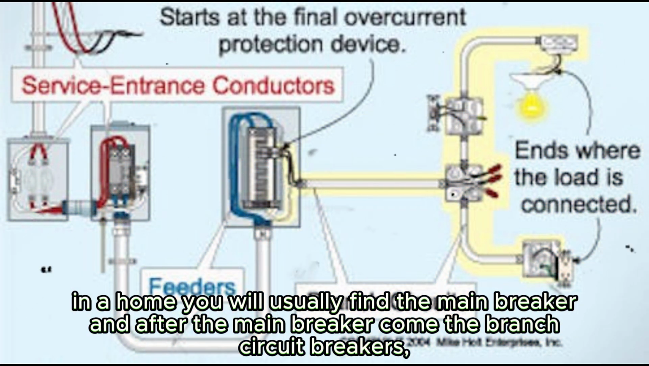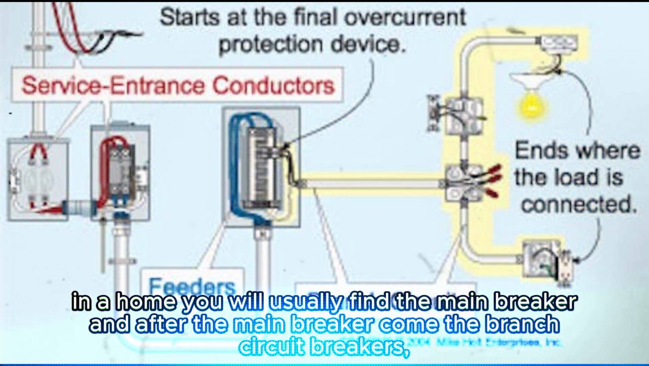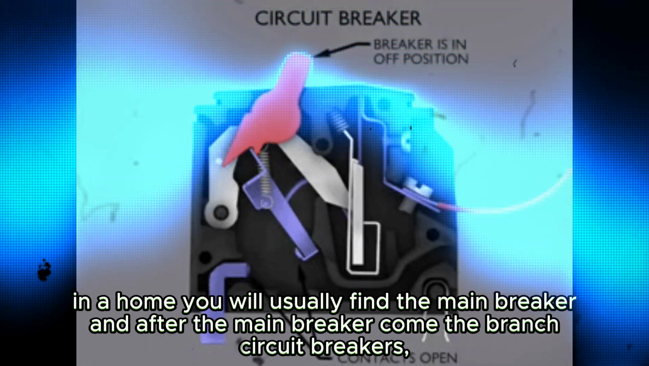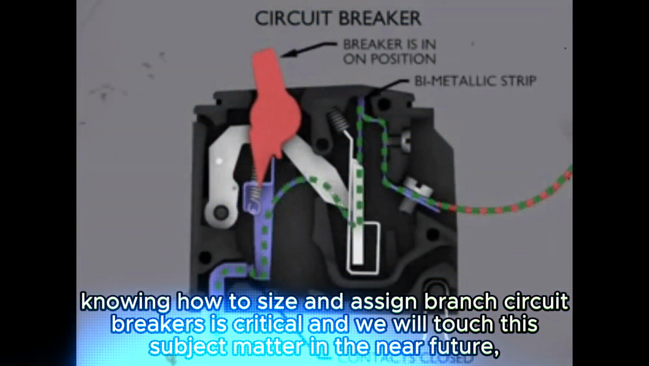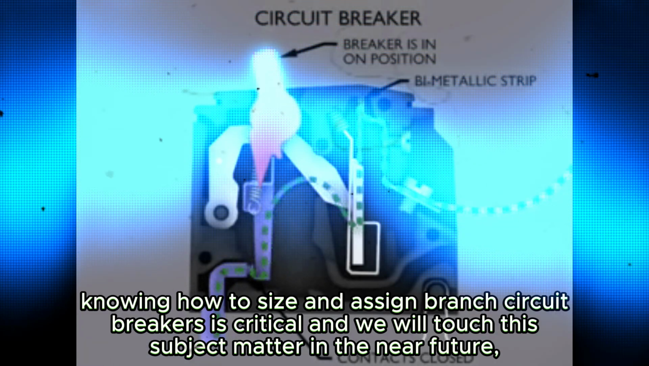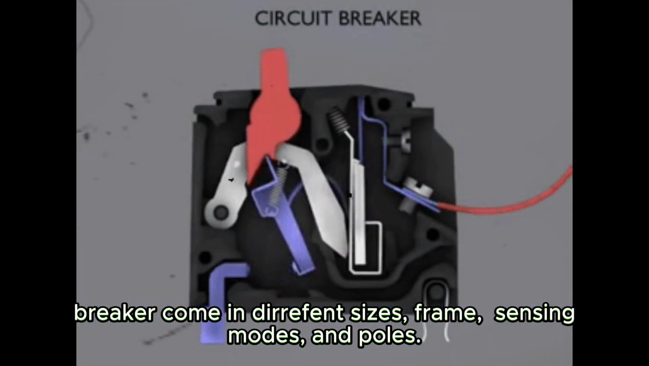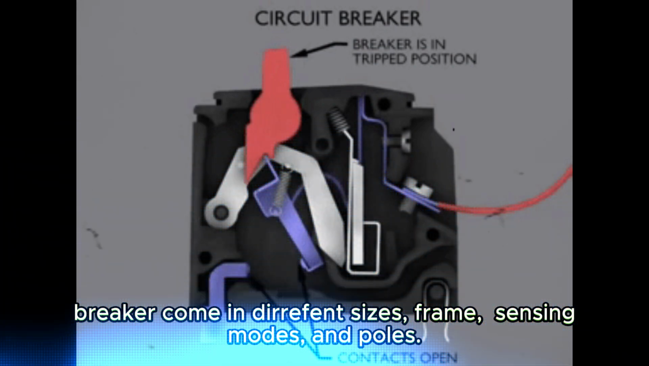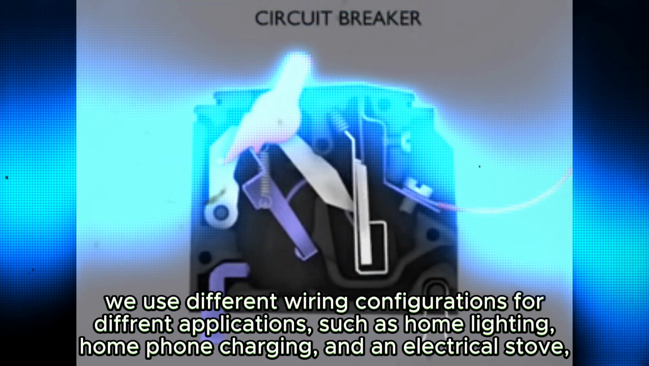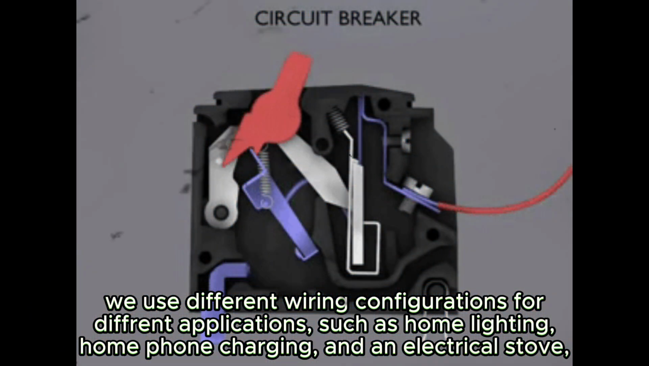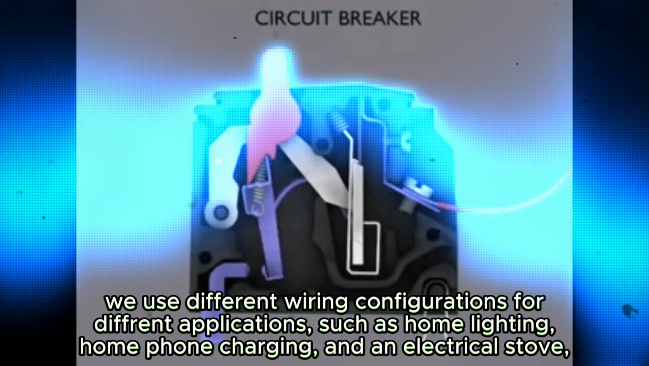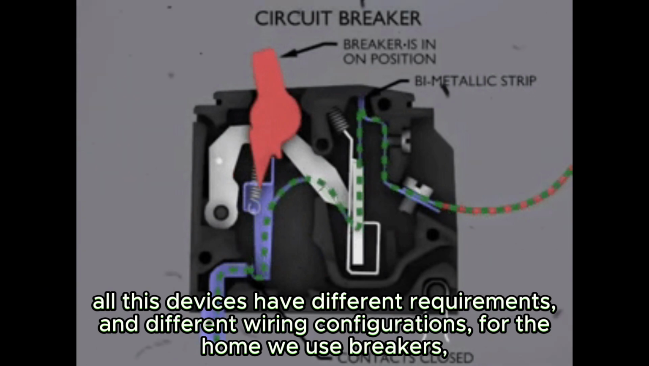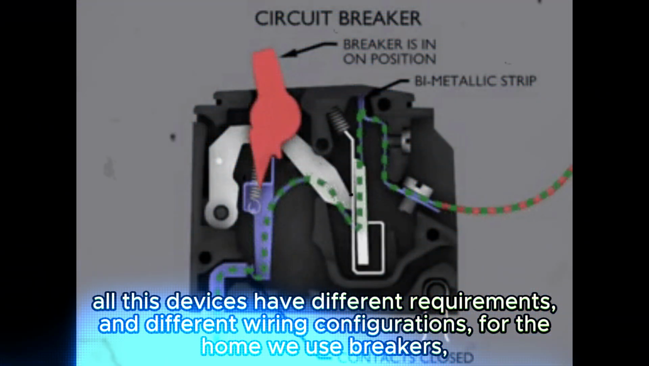In a home you will usually find the main breaker, and after the main breaker come the branch circuit breakers. Knowing how to size and assign branch circuit breakers is critical, and we will touch this subject matter in the near future. Breakers come in different sizes, frame, sensing modes, and poles. We use different wiring configurations for different applications, such as home lighting, home phone charging, and an electrical stove. All these devices have different requirements and different wiring configurations.